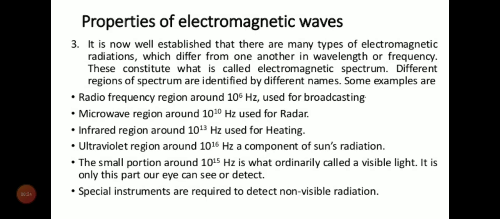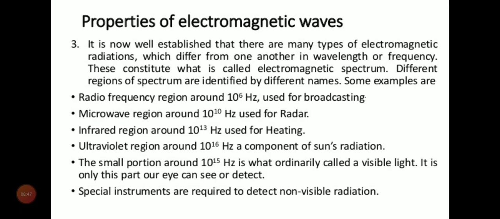Microwave region is around 10 to the power 10 hertz, used for radar. Infrared radiation is used for heating. UV radiation, we all know, is a component of the sun's radiation. The small portion around 10 to the power 15 hertz is visible light that we can see or detect, and special instruments are required to detect non-visible radiation.